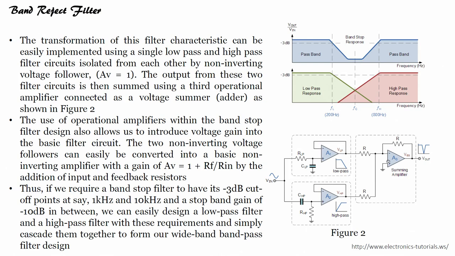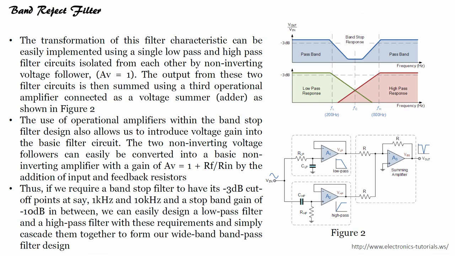The transformation of these filter characteristics can be easily implemented using a low pass and high pass filter isolated from each other by a non-inverting voltage follower. See, the voltage follower is here, and here. The use of an op amp within the band stop filter design also allows us to introduce voltage gain into the basic filter.